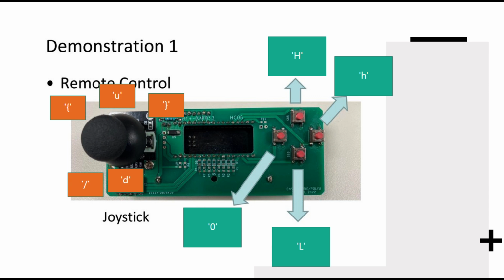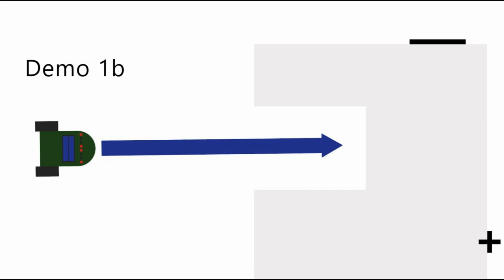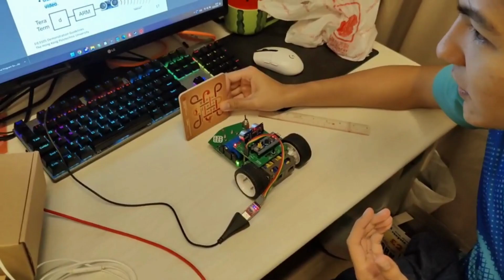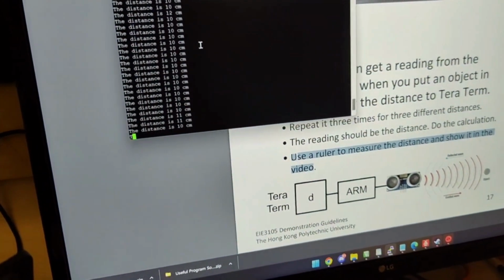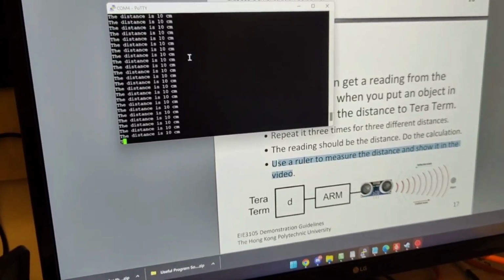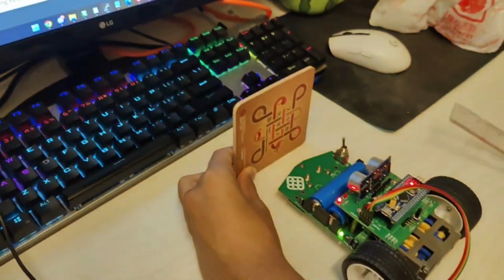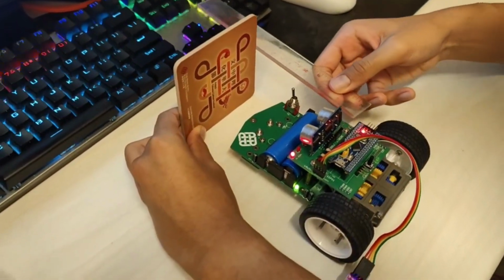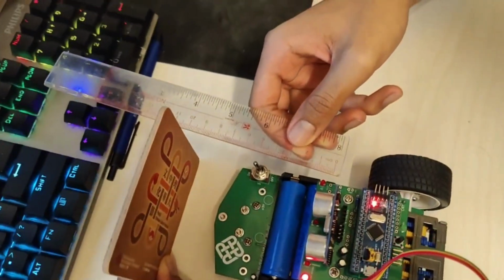For example, if it's up, then it's U. If it's upright, then it's the curly bracket facing right. And if it's down, then it's lowercase d. For demo 1b, I used a pretty straightforward approach. I was just reading the values from the ultrasonic sensor and using the formulas which were given in the useful programs folder. Based on them I calculated the length.